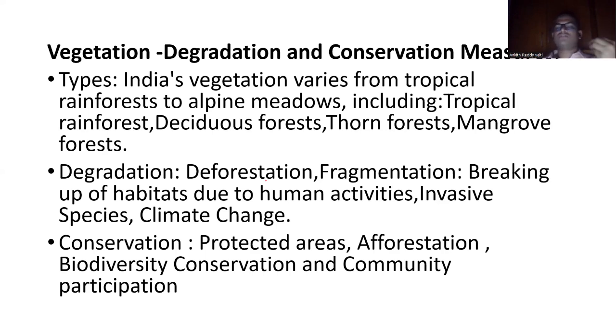You should also focus on the conservation measures for vegetation. How is conservation done in India? Usually it is done through protected areas, national parks, biodiversity hotspots, wildlife sanctuaries, tiger reserves, and forest reserves as well. So protected areas, afforestation activities, and community participation are the conservation methods.